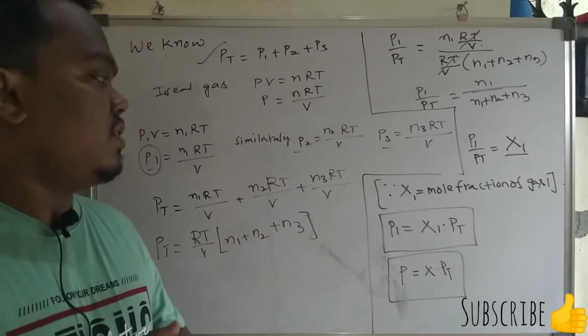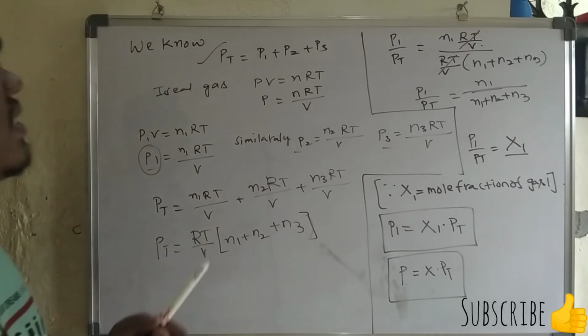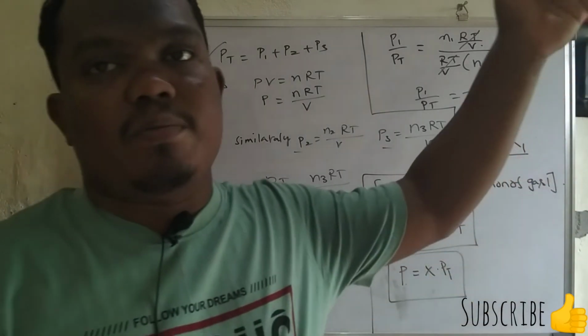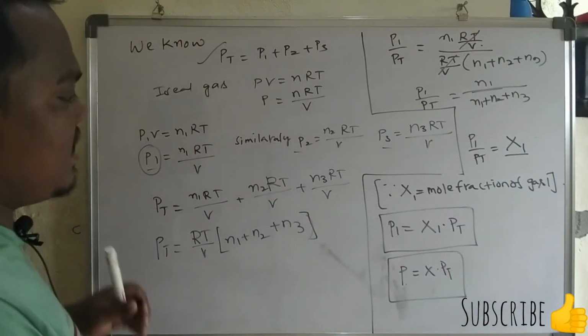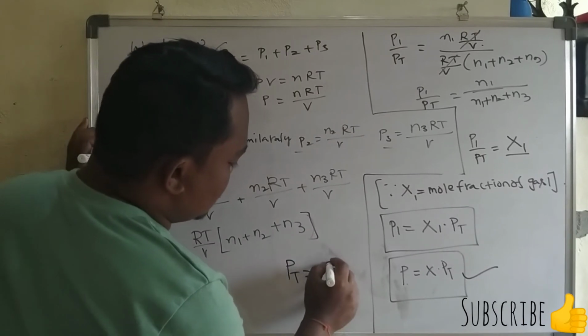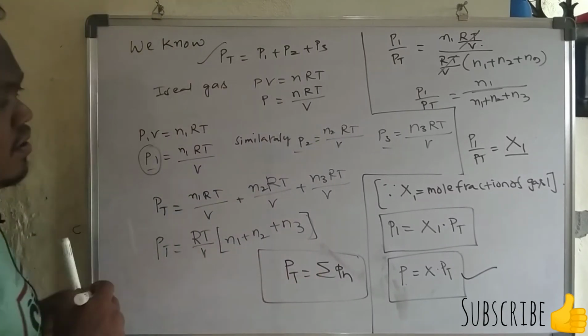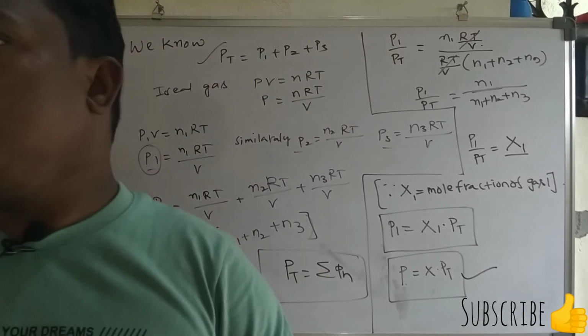So the total pressure Pt is equal to P1 plus P2 plus P3. If there are n gases, we can write it as so on for n number of gases. So the final equation we should remember is Pt is equal to sigma Pn, that also we should write. It is very useful in problems. Okay, right.